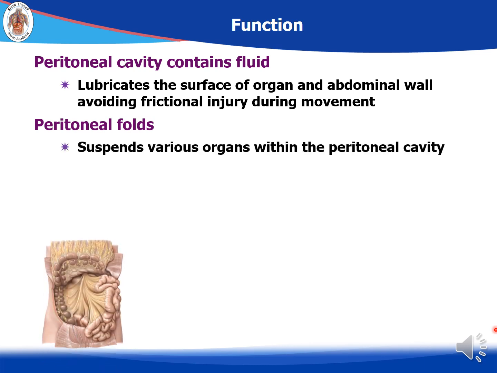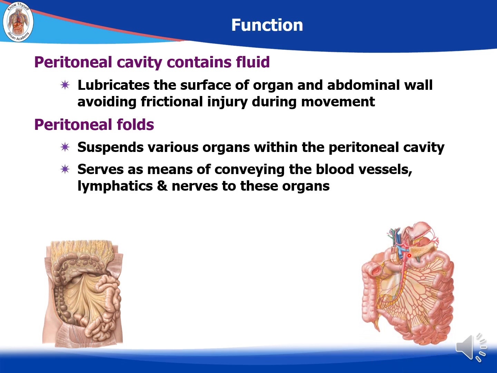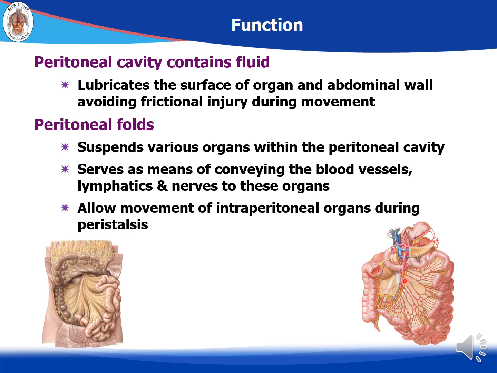Peritoneal folds, you can see, suspend the various organs in the cavity and serve as a means to convey the blood vessels to the organ. So this is the conduit of blood vessels, lymphatic vessels, and nerves to the organ from the wall, and from the organ to the wall. And as we have said, a wide degree of peristalsis movement is permitted by these folds.